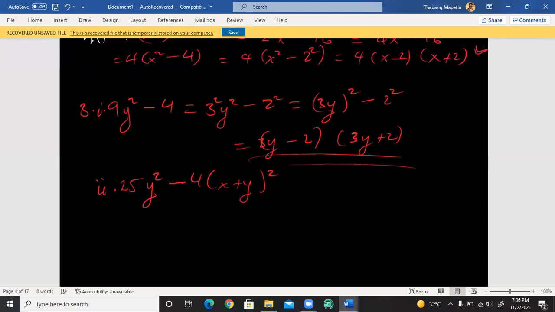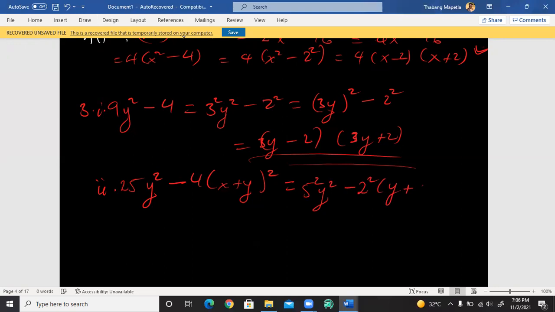25. Yes, 25. So this is a square number, this is a square number, this is a square number, and that is a square number. So they are all square numbers. We have to find a common way of writing them by power 2. So therefore, we are simply going to have 5 squared y squared minus 2 squared times x plus y.